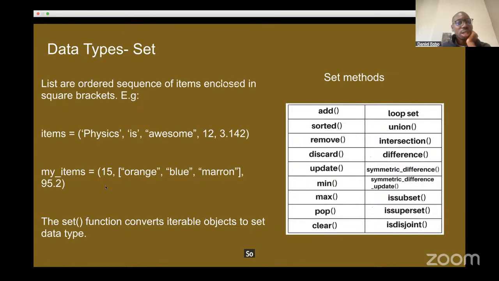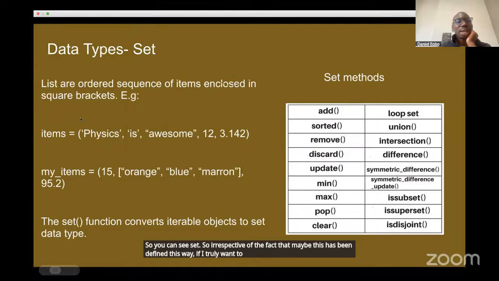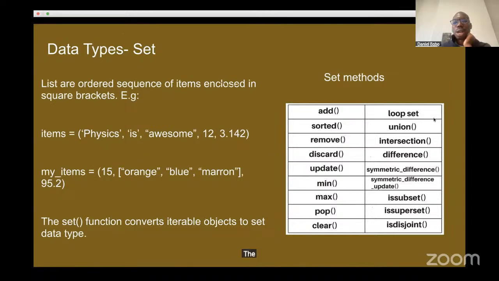So you can see set. Irrespective of the fact that maybe this has been defined this way, if I truly want to convert it into a set, all I need to do is just say items equal to set of items, and then it will give me back the items. So they do have their own methods.